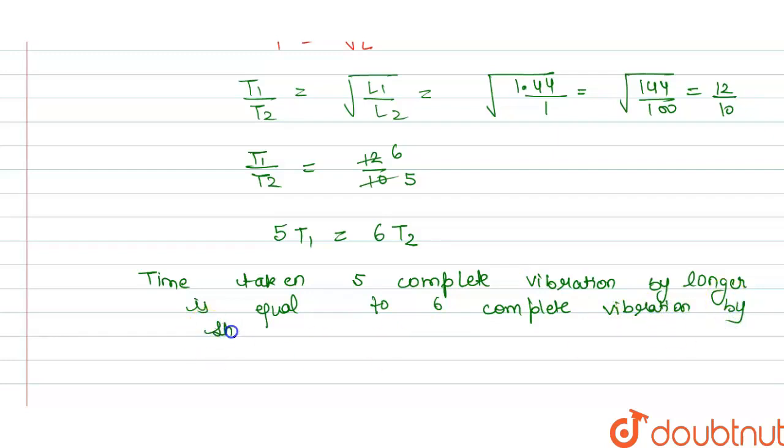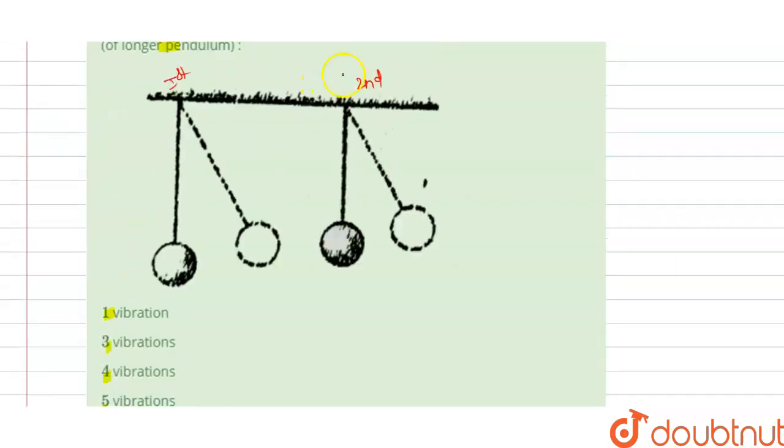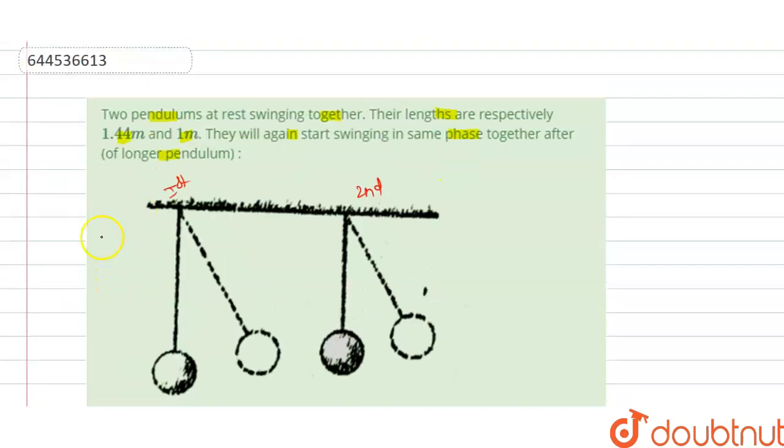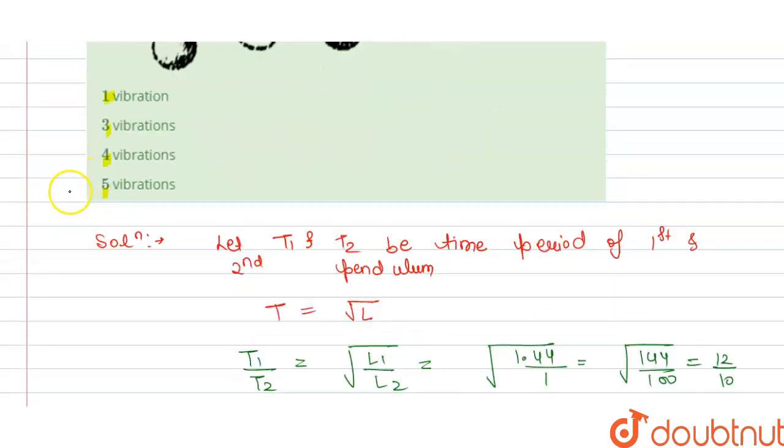So now we check which is asked of us in the question. We have to find after how many vibrations of the longer pendulum they will start again swinging in the same phase. They will be in the same phase after 5 vibrations of the longer pendulum. So our option D is correct here.